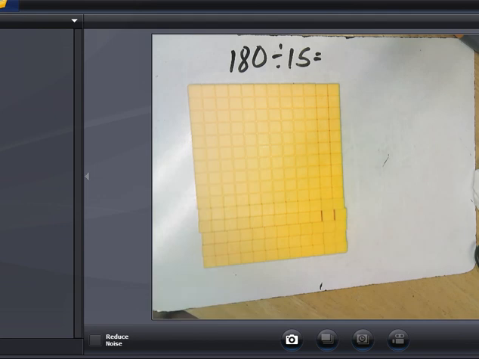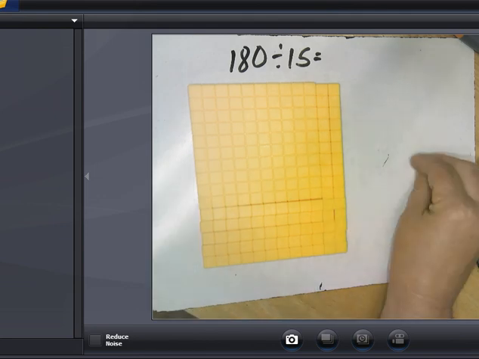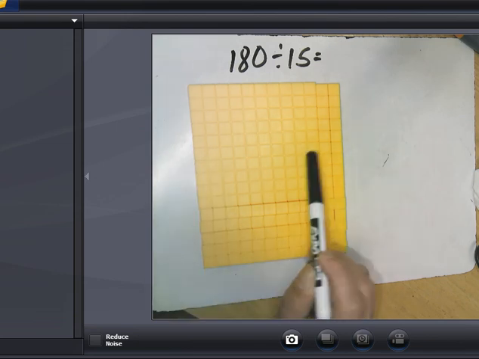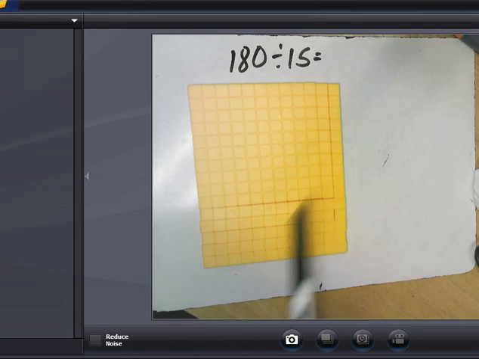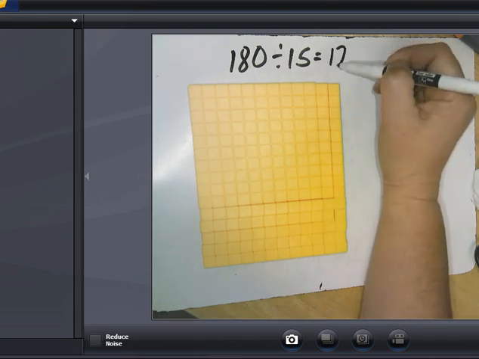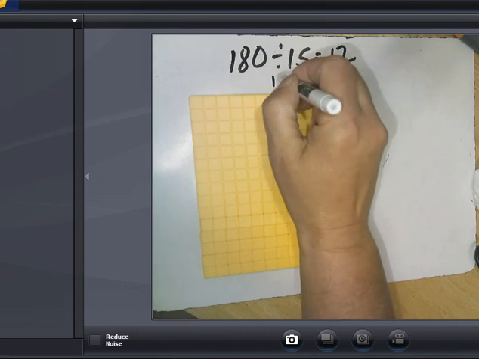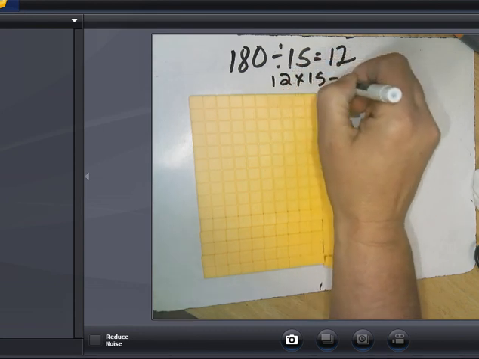And do I have a perfect rectangle? Did I use all my blocks? Now, how many equal groups of 15 do I have? Well, I know I have 10, 11, 12. So 180 divided by 15 equals 12, or 12 times 15 equals 180.